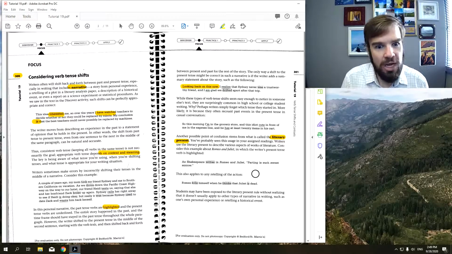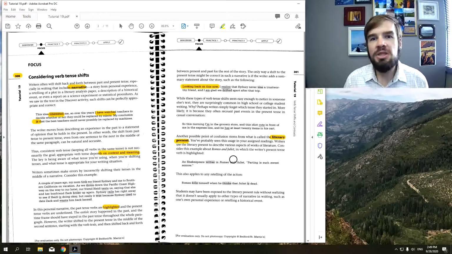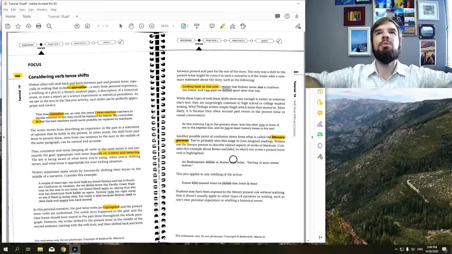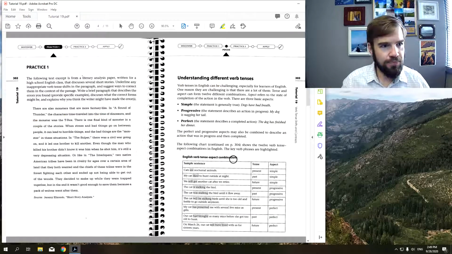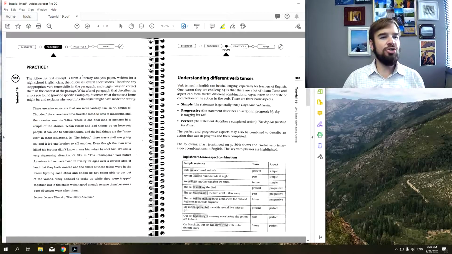even though they're talking about events that happened in a story or a book in the past, right? This is an example from Shakespeare. Shakespeare wrote Romeo and Juliet 400 years ago, but in this example, right, as Shakespeare writes. So this isn't about is the literary present good, bad, right, wrong, doesn't matter. Professor Ferris is just trying to show us how verb tense changes depending on context, right, which is the whole idea of the book. So we're on page 302 for the first practice 1 of this tutorial.